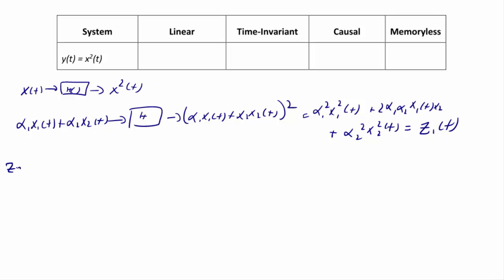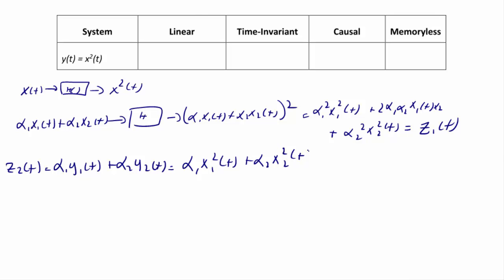Now z2 of t will equal alpha 1 y1 of t plus alpha 2 y2 of t, which equals alpha 1 times x1 squared of t plus alpha 2 x2 squared of t. So only the beginning term and the last term are the same. This one and this one compared to this one. But because of that middle term, it keeps them from being equal. So since z1 of t is not equal to z2 of t, we say that we have a nonlinear system.